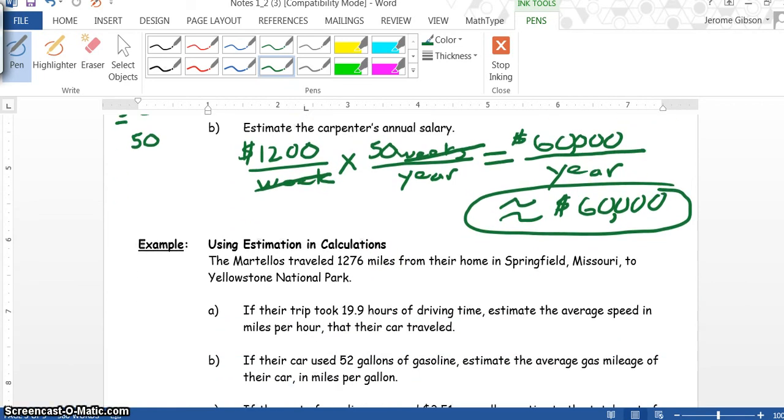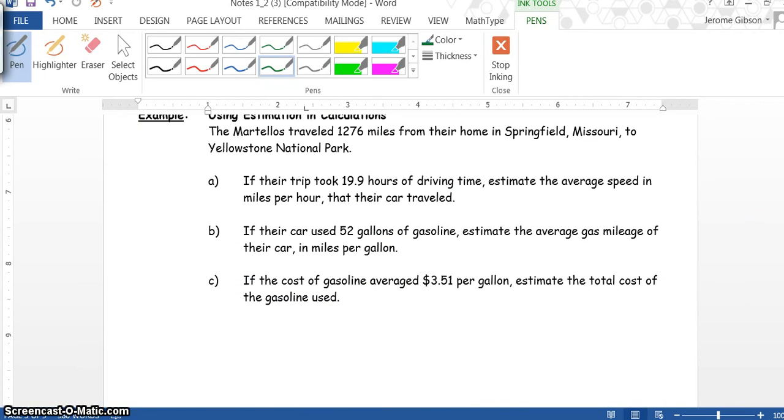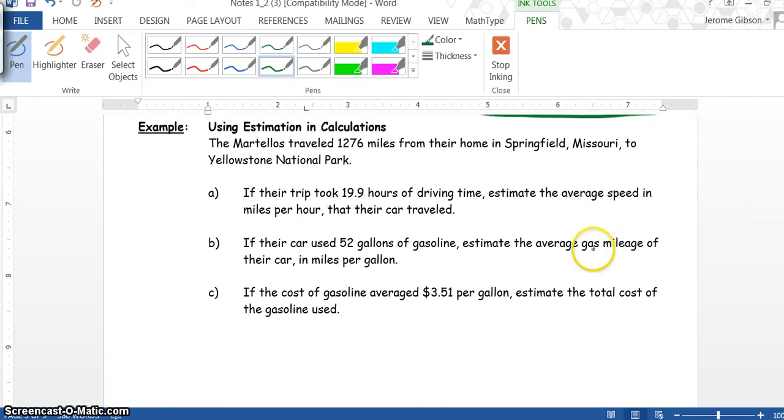Now we come to our next example. It says using estimation and calculations. The Martellos traveled 1,276 miles from their home in Springfield, Missouri to Yellowstone National Park.